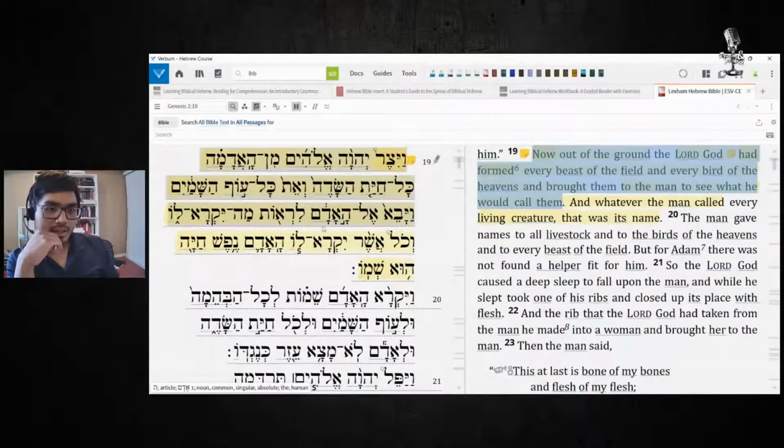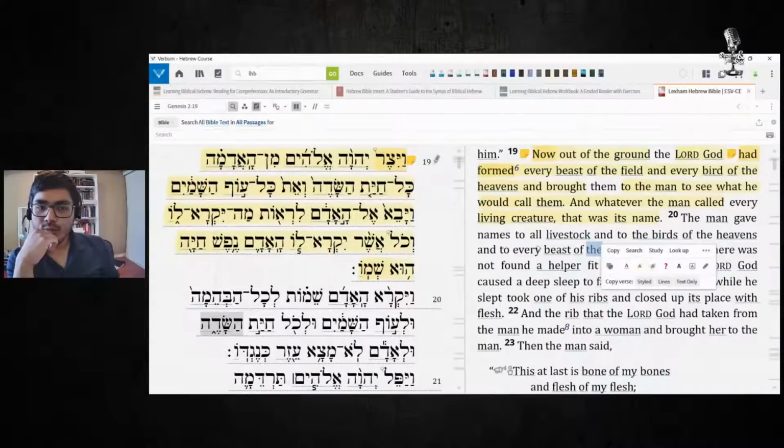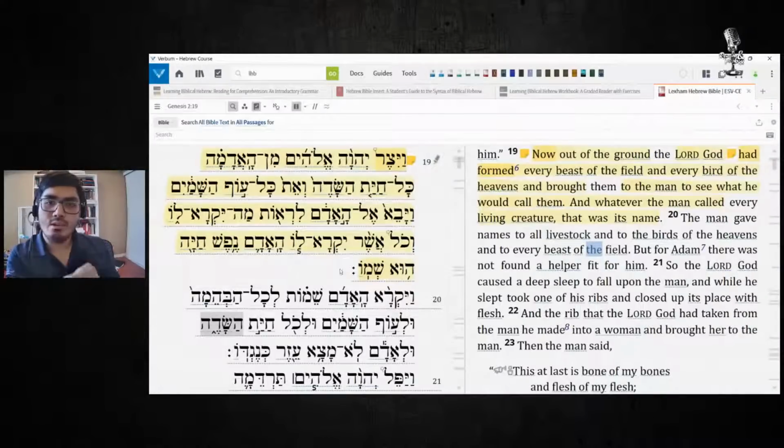Vayave el ha'adam lir'ot ma yikra lo v'chol asher yikra lo ha'adam nefesh chaya hu shmo. And brought them to the man to see what he would call them. And whatever man called every living creature, that was its name.